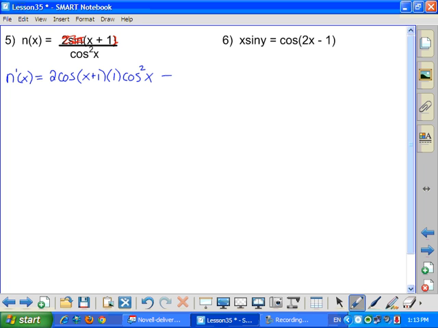Minus, leave the top function alone, and the derivative of that denominator. And remember, I'm going to put this off to the side over here, that cos squared x is equal to cos x squared. So taking the derivative of that, it's going to be 2 bracket cos x to the exponent 1, which we don't really need to worry about.